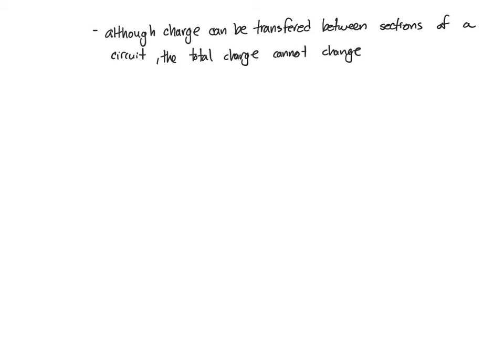Since it's a closed network, it implies that we must obey the law of conservation of energy, which in this context means that although we can transfer charge around between sections in a closed circuit, the total charge cannot change. So this is the definition of charge conservation. It's really just energy conservation applied to the idea of a closed circuit.